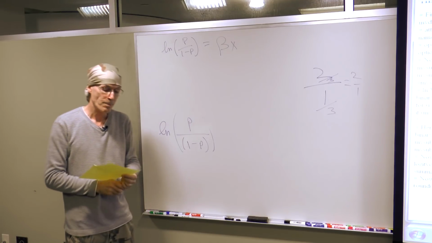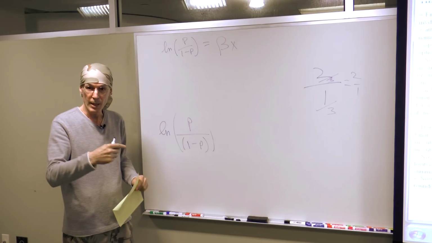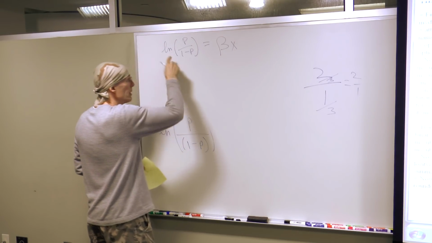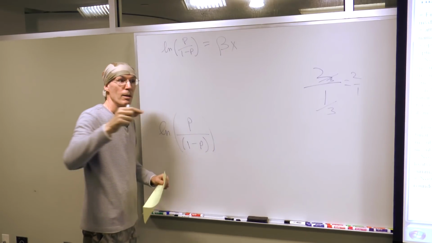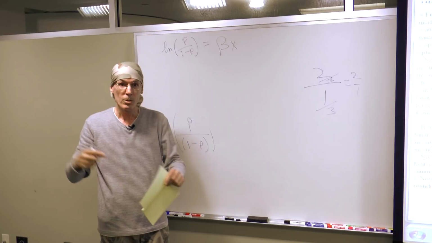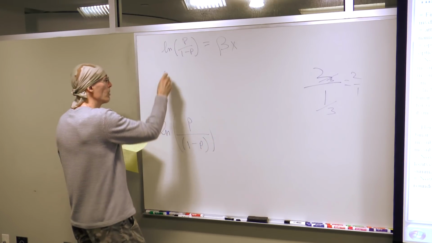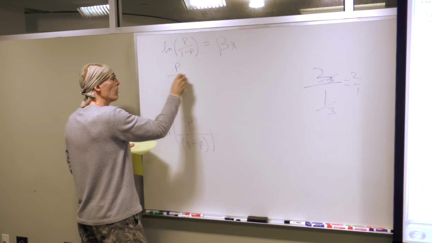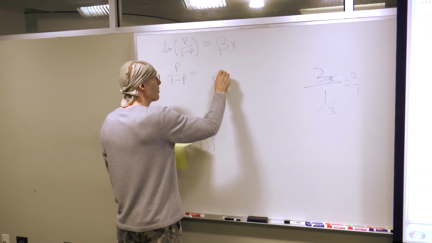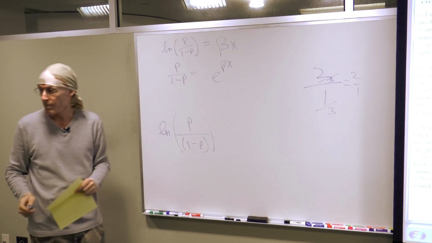Now I want to exponentiate both sides. If I take the exponent of both sides, e to this power and e to that power, the log is the inverse of exponentiation, so they are like matter and antimatter. They annihilate one another. So what you're going to get here is just p over 1 minus p. And over here, you're going to have e to the beta x.